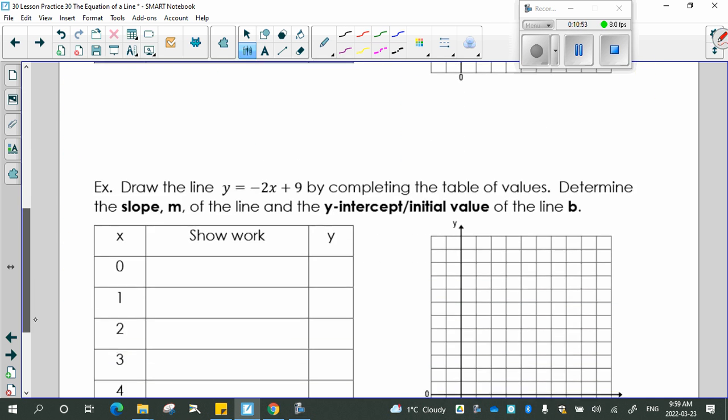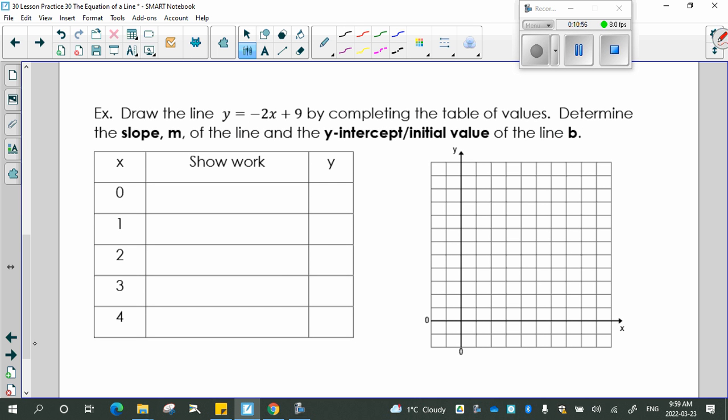All right, draw the line y equals negative 2x plus 9 by completing the table of values. Determine the slope and the y-intercept. Before we start, can anyone tell me the slope already based on the equation? Negative 2. Okay, so already Brock is saying the slope should be negative 2, and we'll prove it. Does anyone already know what the y-intercept should end up being based on the equation? Nine, yep.